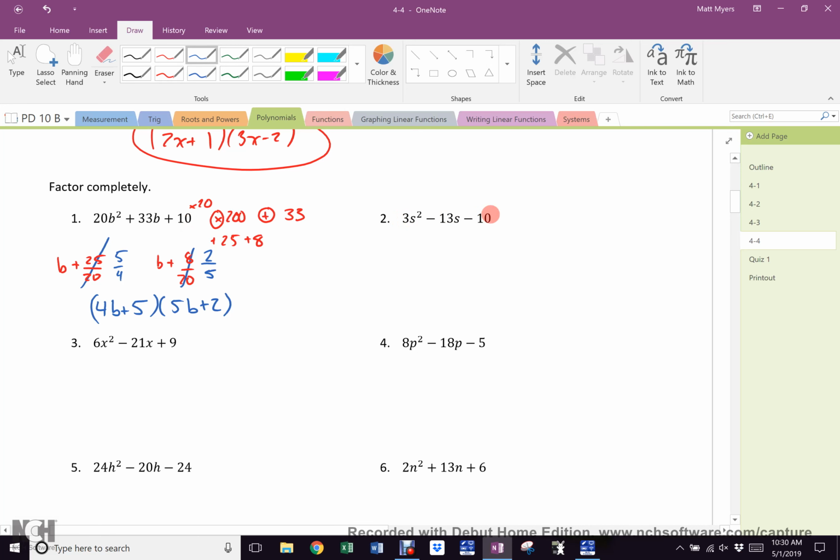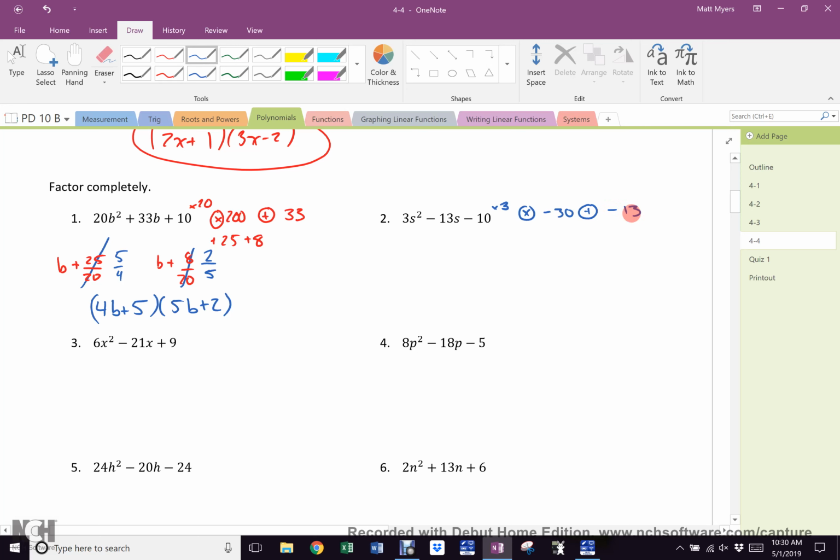What don't I like in number 2? I don't like that 3. So what do I do to get rid of it? Times 3. So I need to multiply to what? Negative 30. And add to what? Because there's a negative right there. Negative 10 times 3 is negative 30. Add to what?